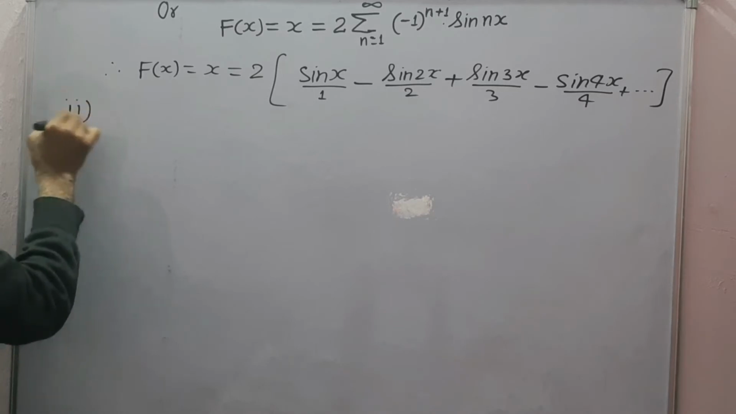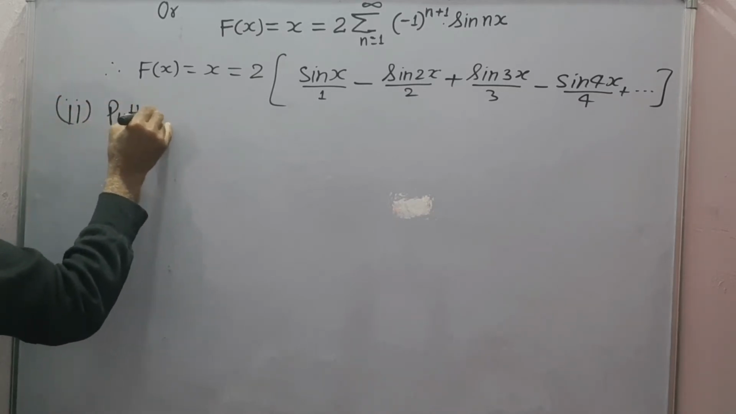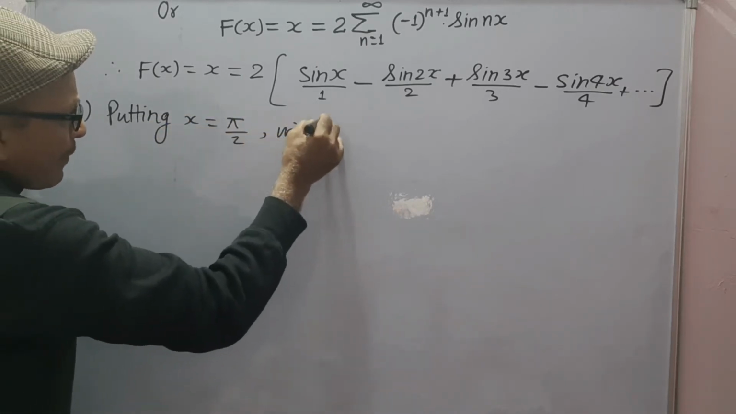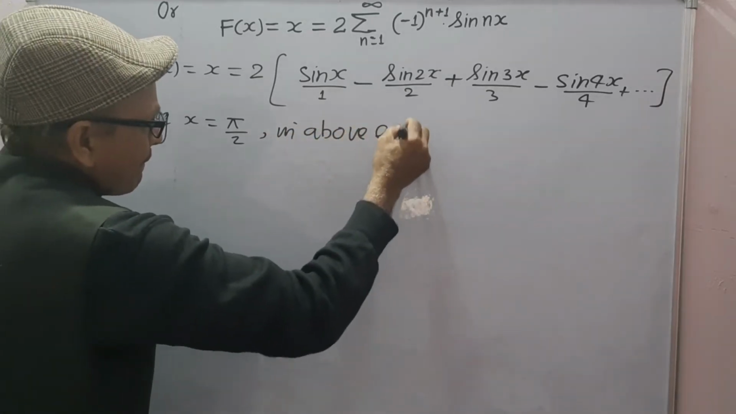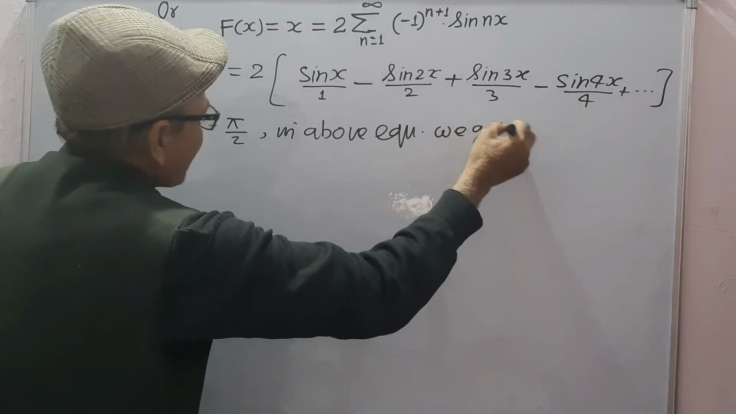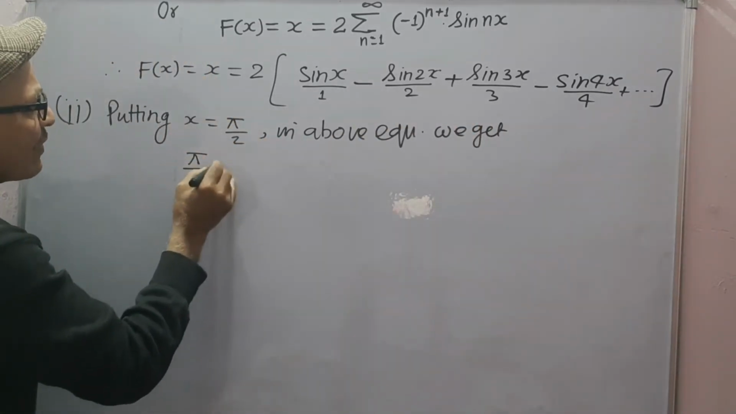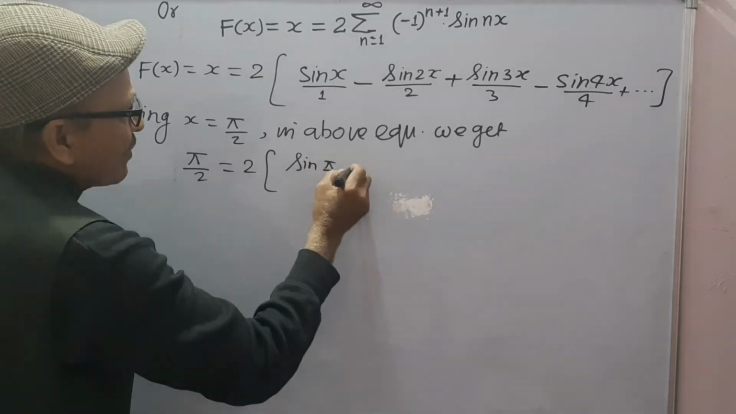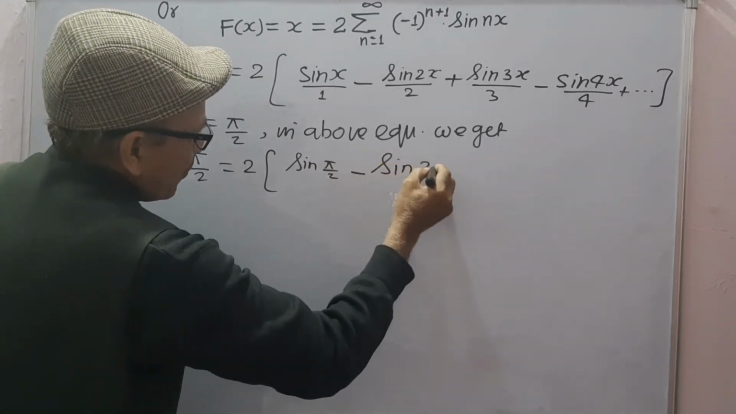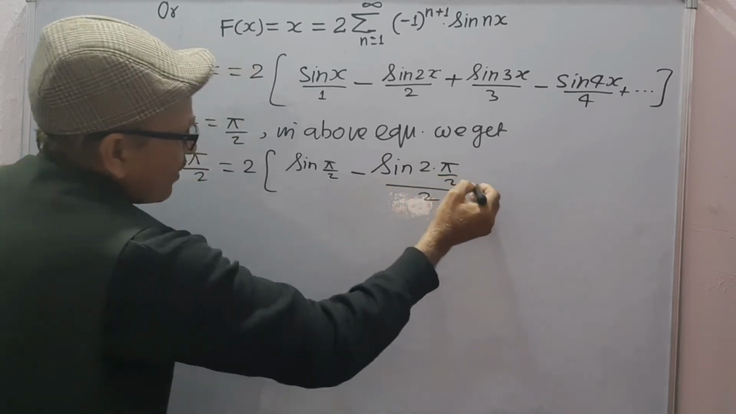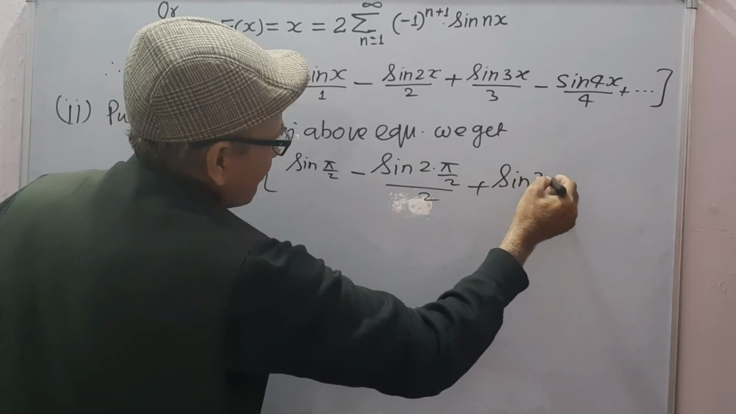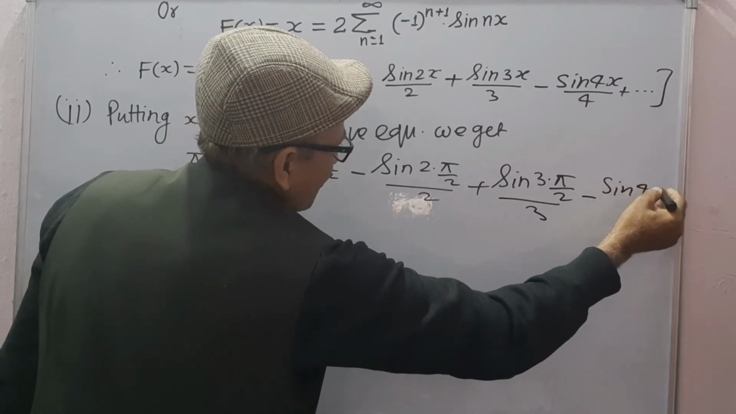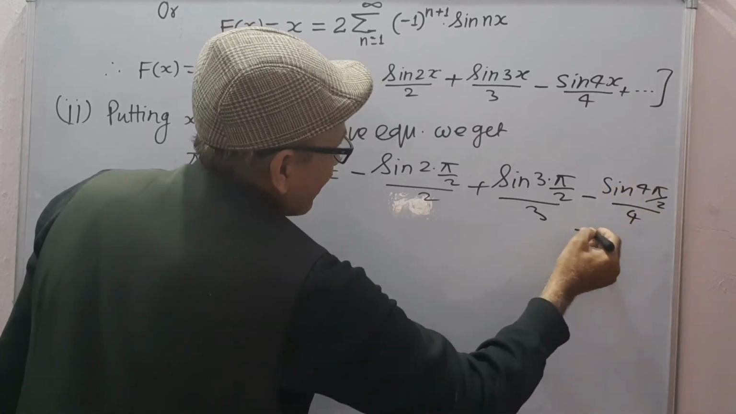Second part, putting x as pi by 2 in the above equation, we get pi by 2 is equal to 2 into sin pi by 2 minus sin 2 into pi by 2 upon 2 plus sin 3 pi by 2 upon 3 minus sin 4 pi by 2 upon 4 and so on.